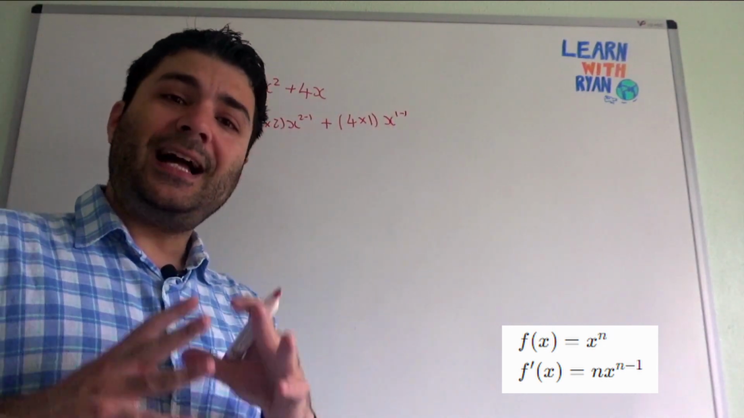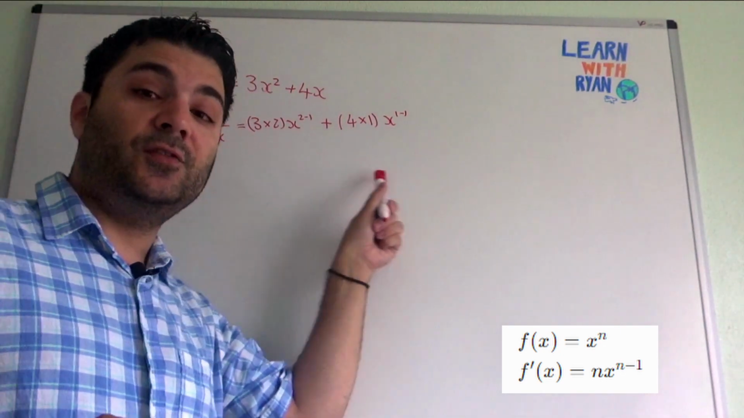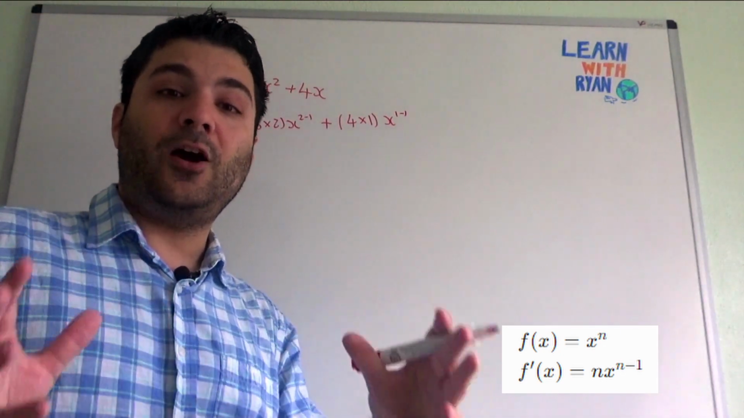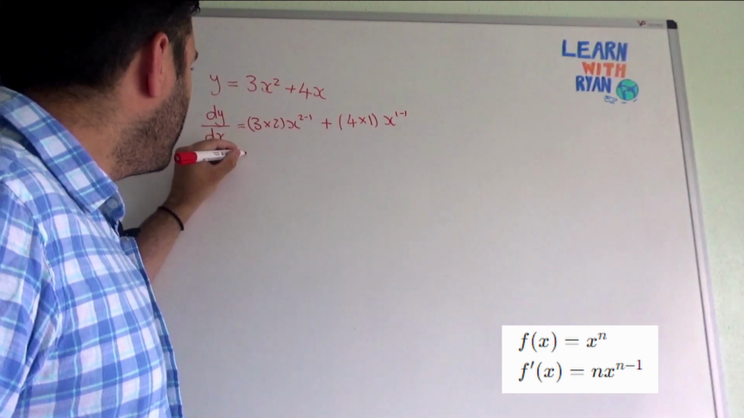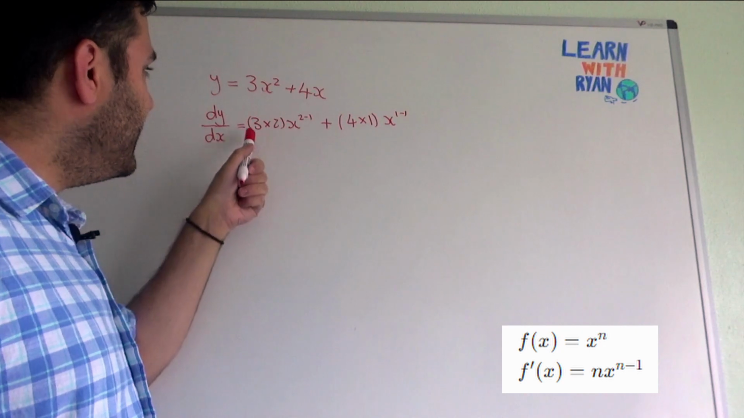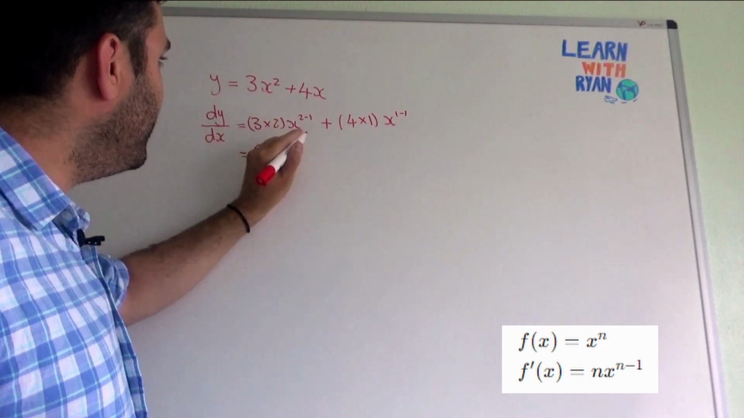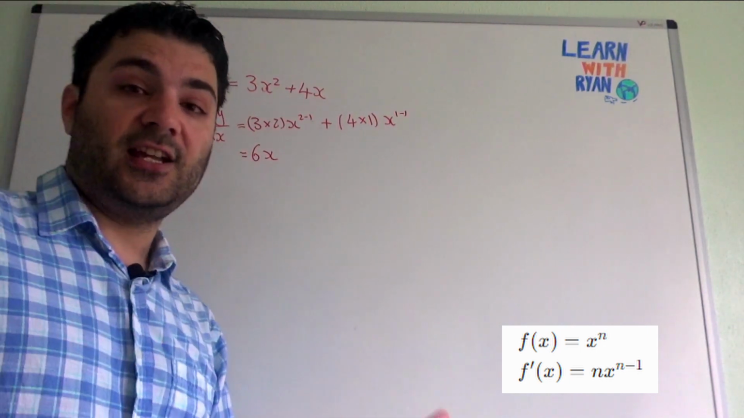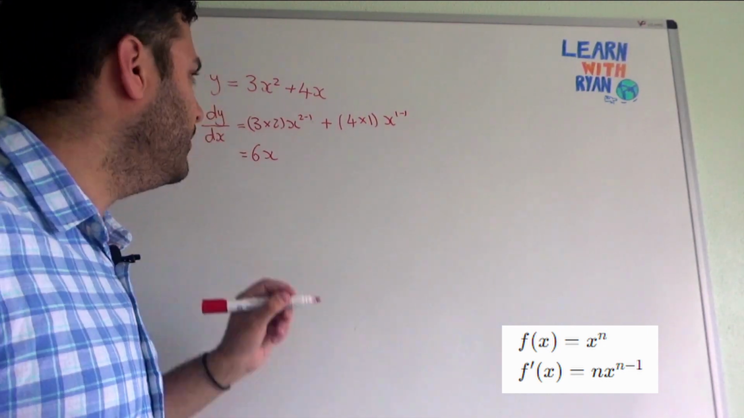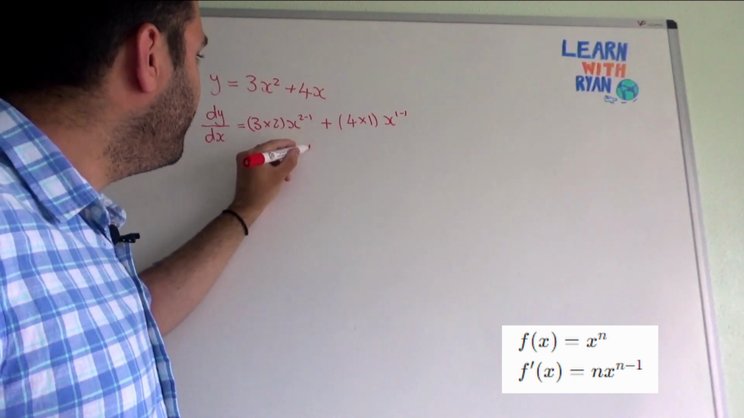Okay, now when you are answering questions like this, you don't necessarily need to show your working in this form. This is just to help you see what's going on for beginners. So what we can do next is just multiply this together. So 3 times 2 gives me 6, and then decrease the power by 1. We get x to the 1, or just x. We don't need to write to the power of 1. And then plus 4 times 1 is 4.